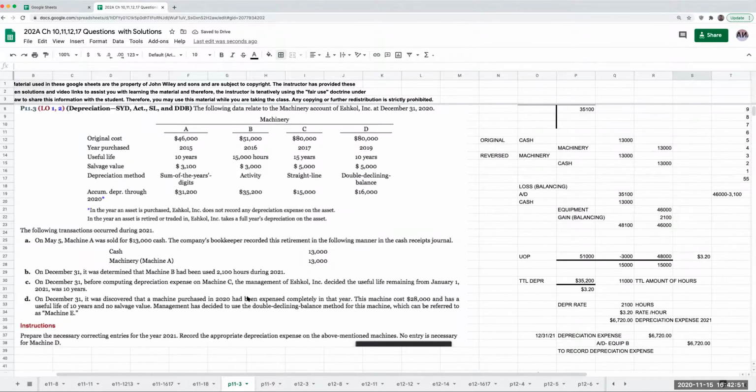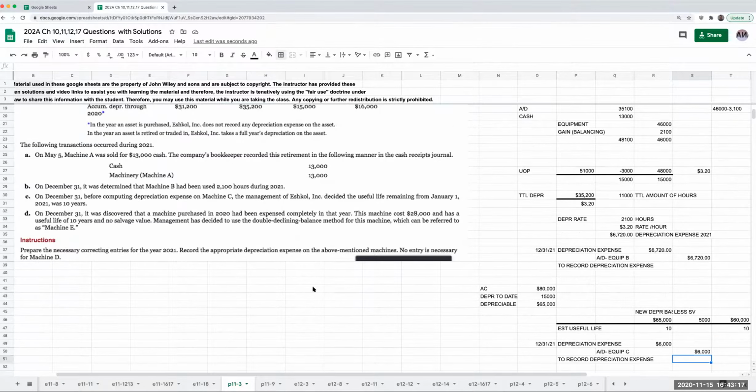Okay. Letter D. On December 31st, it was discovered that a machine purchased in 2020 had been expensed completely in that year. This machine cost $28,000 and had a useful life of 10 years and had no salvage value. Management has decided to use a double declining balance method for this machine, which can be referred to as machine E. Okay, so let's take a look over here for machine E.